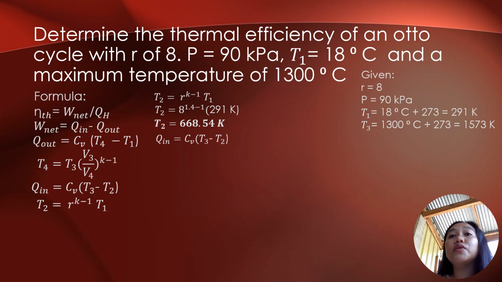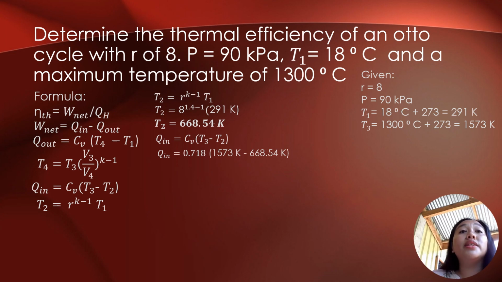Next, we need to solve the Q in. Our CV is equal to 0.718. So Q in is equal to 0.718 times our temperature 3, which in the given is 1573 Kelvin, minus the temperature 2, which is 668.54 Kelvin. So let's solve. Our answer is 649.40 kilojoule per kilogram.